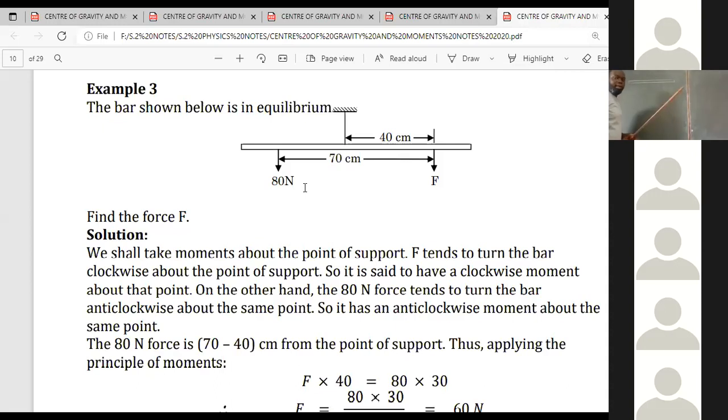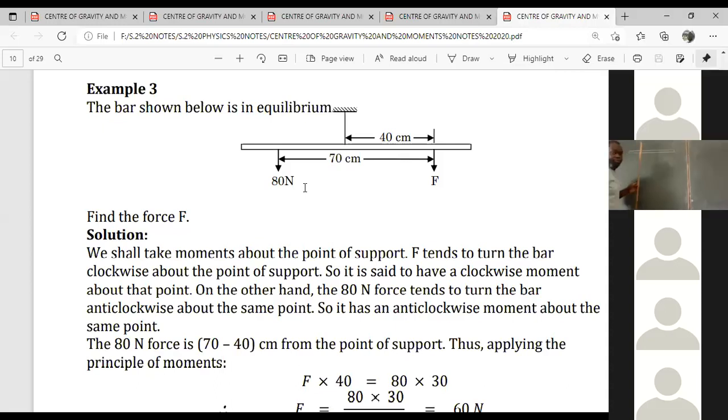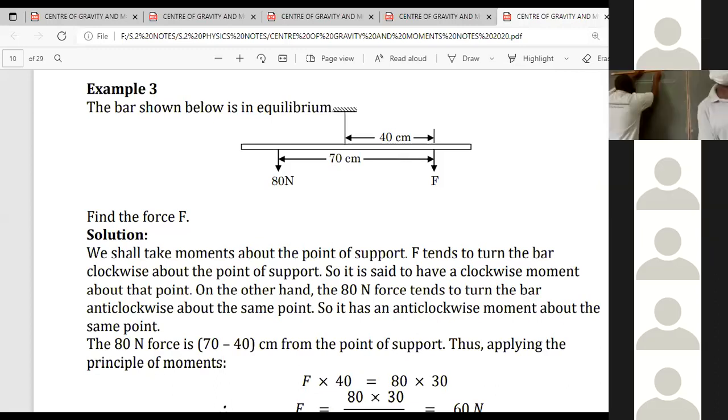Okay, someone take us through example 3. May you read the question? A bar shown below is in equilibrium. Find the force F.